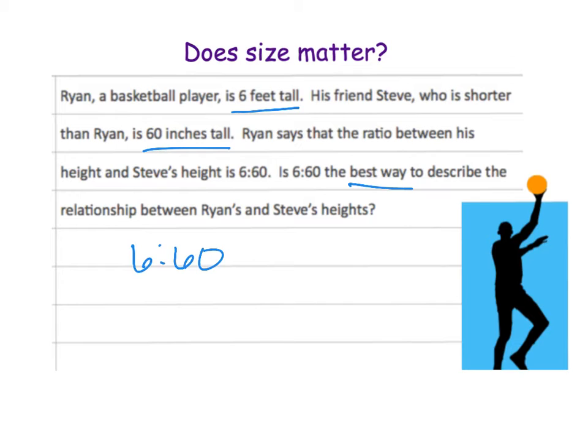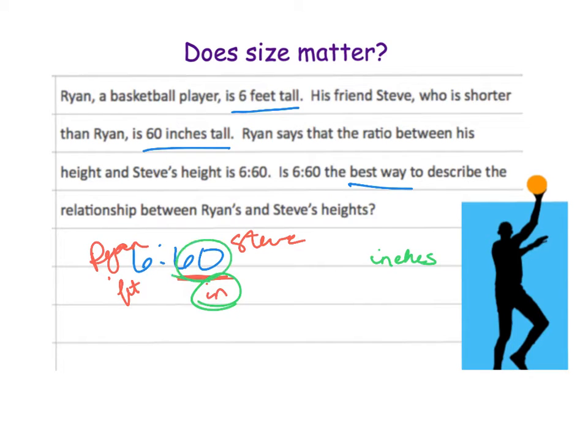If we look at the numbers just the way that they are, we're thinking that Ryan is 6 inches and Steve is 60. So this makes it look like Steve is taller. But the fact of the matter is he's not, because here we're dealing with inches, here we're dealing with feet. So what we need to do is put them into the same measurement. And because inches is smaller, we're going to use inches.